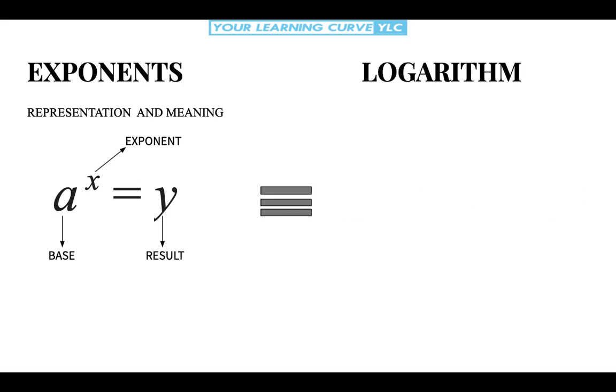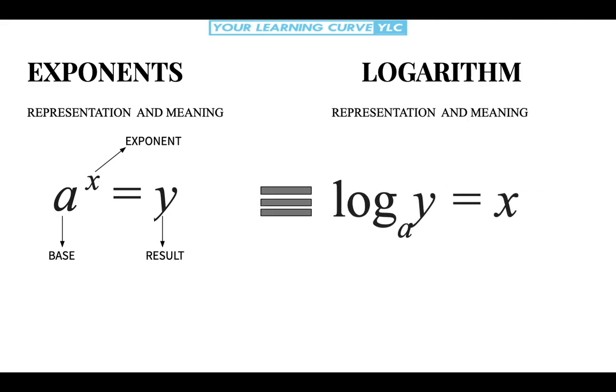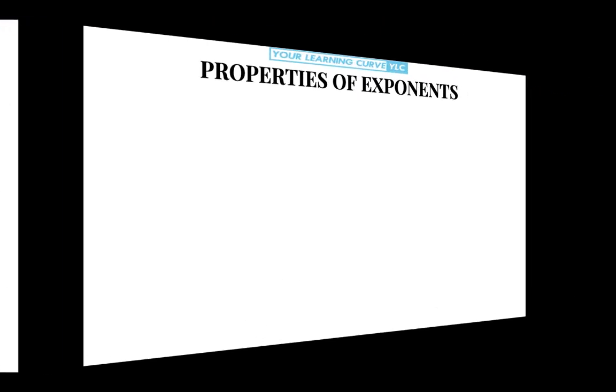Let's see how this gets converted into logarithm. In logarithm, we convert this exact expression into a different arrangement. We say that logarithm of y to the base a is x. That is, if we take log of the result to the same base, we get the exponent. That is, logarithm is a process to give us the exponent.